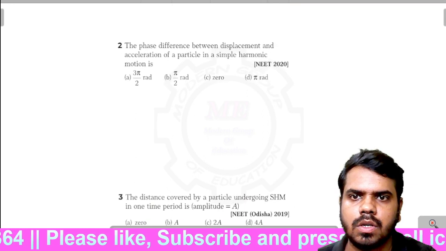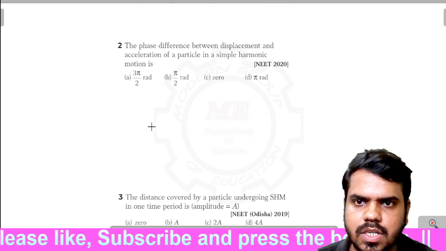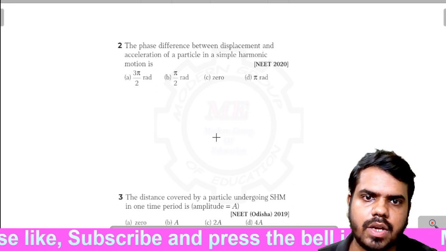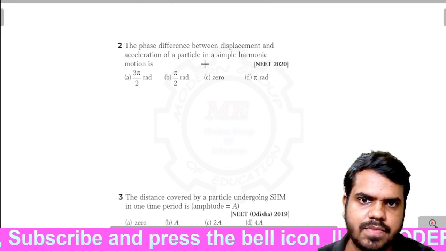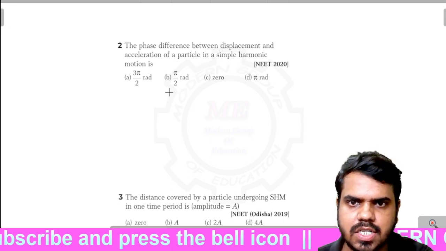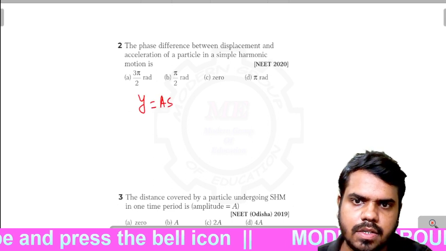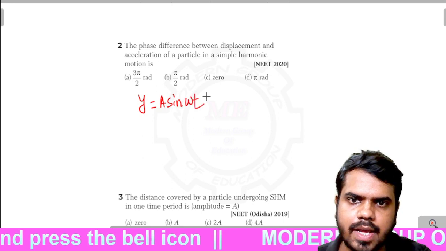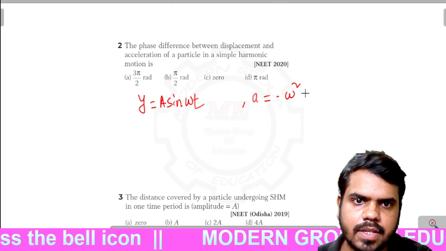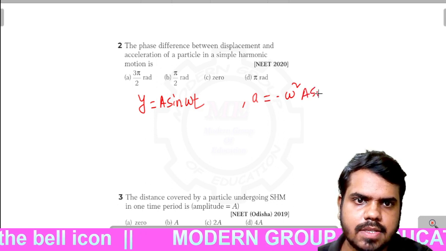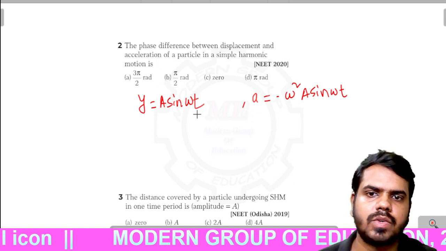question, number 2. The phase difference between displacement and acceleration of a particle in simple harmonic motion is: 3 pi by 2, pi by 2, 0 and pi radian. The question asks about the phase difference between displacement and acceleration of a particle. So displacement y equals a sin omega t, and acceleration is minus omega square y, that means minus omega square a sin omega t. Clear?